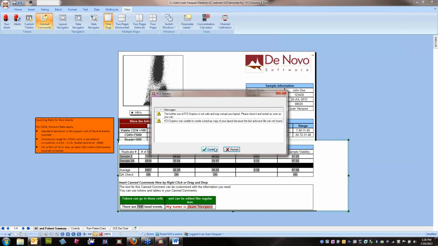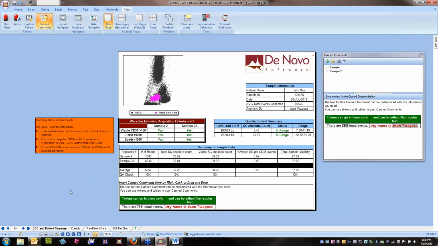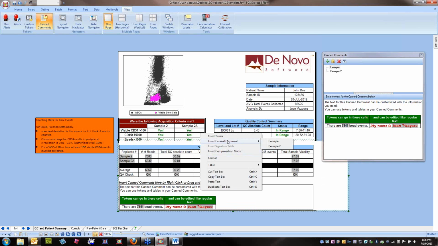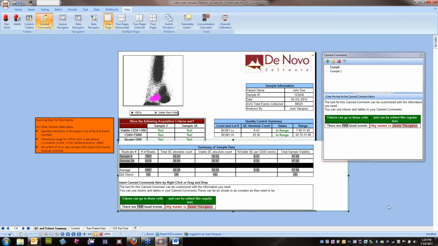A canned comment could be anything. It could be regular text. It could be tokens. We can insert tables. We can also insert canned comments in here just by right-clicking and adding them through the drop-down menu. So these can be as simple or as complex as you need.